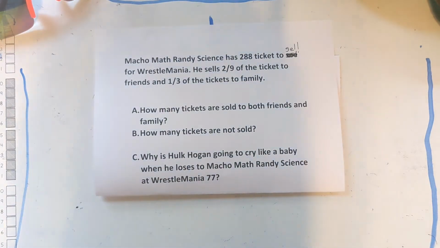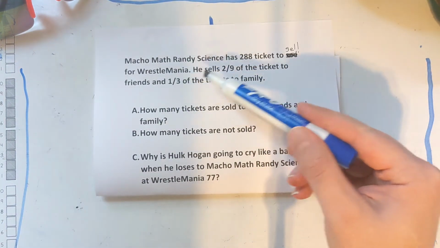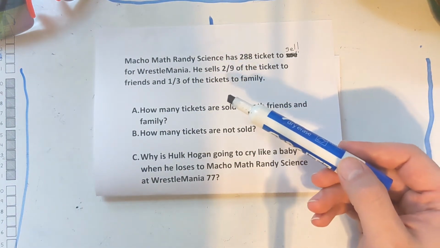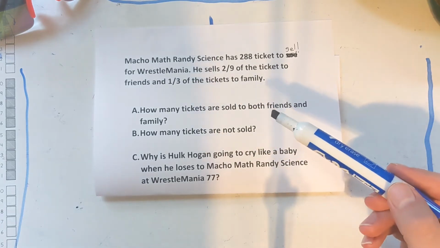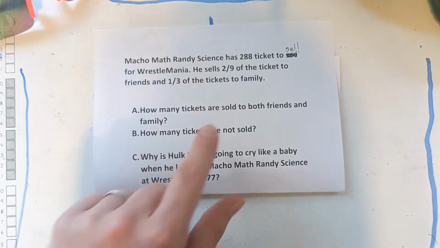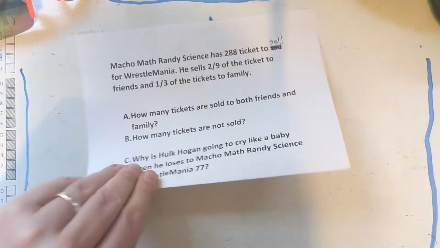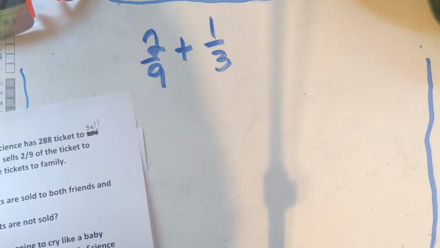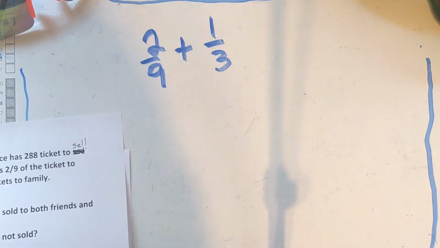All right, so the first thing we've got to do is combine our fractions so that we can figure out what fraction is sold to both friends and family. Then we can look at finding our fraction of our whole number. So we need to combine 2/9 and 1/3. This is just combining them into one fraction, so it'll make it easier when we go to solve this, right? So we have 2/9 and we've got 1/3.